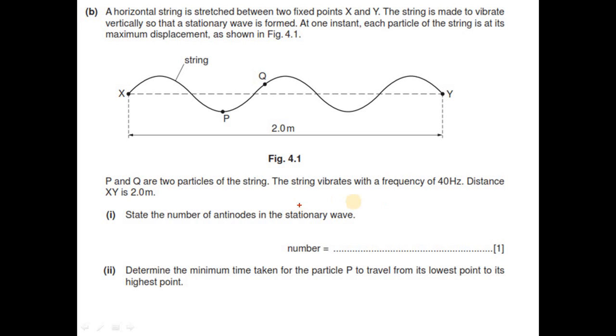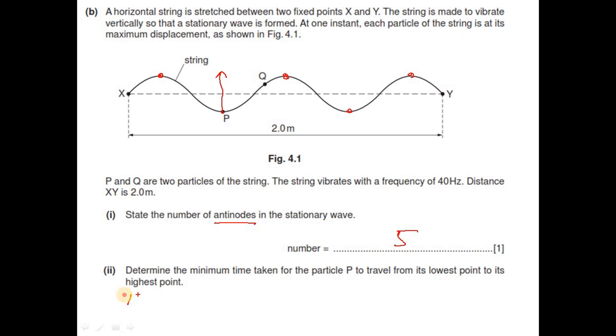So the number of antinodes. An antinode is a point of maximum displacement. So this is the first antinode, second, third, fourth, and fifth. So the number of antinodes is 5. Determine the minimum time taken for the particle P to travel from its lowest point to its highest point. That means we need to find the time for point P to go from the bottom to the maximum height. And if you see, this should be half of the time period.